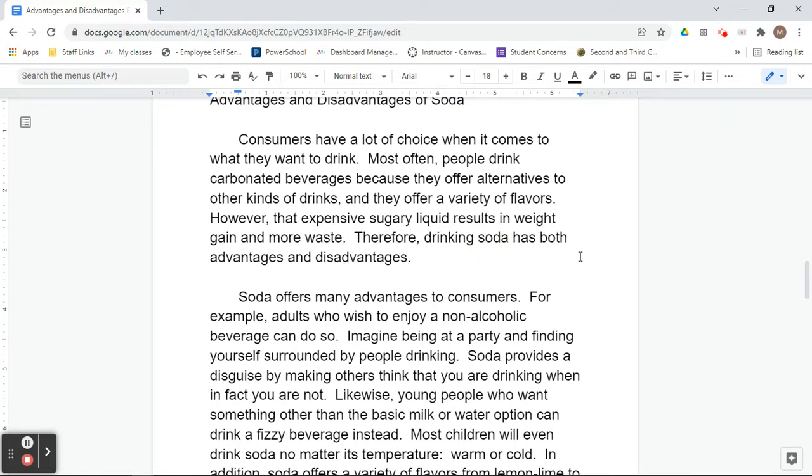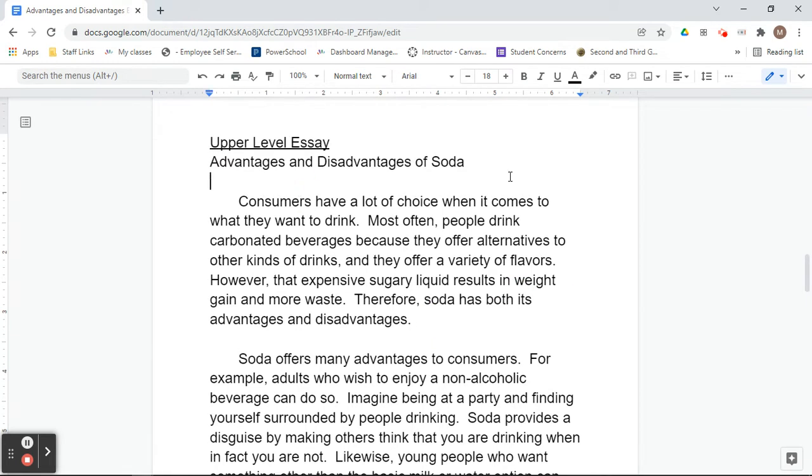Therefore, soda has its advantages. Therefore, soda has both its advantages and disadvantages. Okay, I feel pretty good about that. I think that's a little more clear as far as what I'm saying, writers, in my upper level essay.